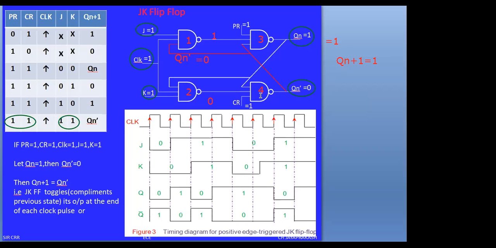Now we have to identify all the NAND gates: NAND gate 1, NAND gate 2, NAND gate 3, NAND gate 4. You can see NAND gate 1 and NAND gate 2 are the first level gates. NAND gate 3 and NAND gate 4 are second level gates. There will be a delay to get the response.